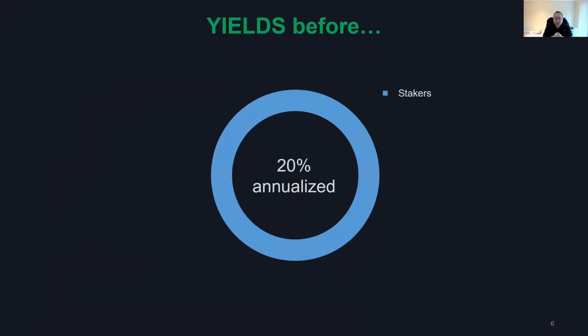All right, so here's something that I think everyone is very interested in. How do yields work, right? Before, yields were pretty simple. It's just 20% annualized, and they all go to the stakers, because staking and consensus were disconnected. They weren't really connected at all, right? So all of it goes to stakers, simple 20% annualized.